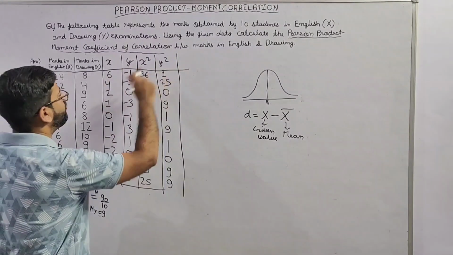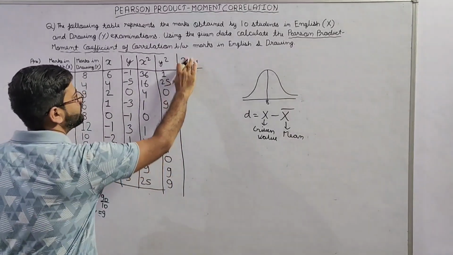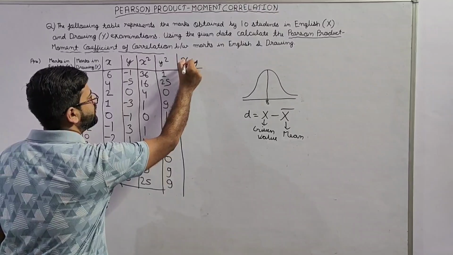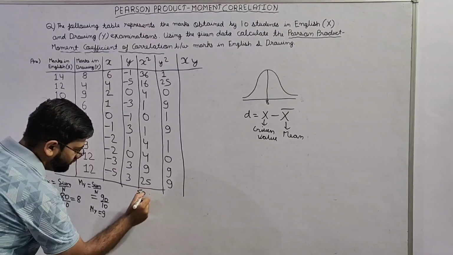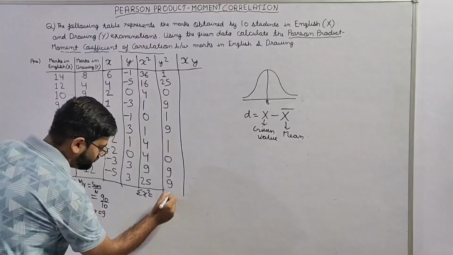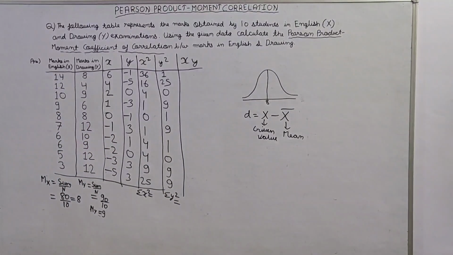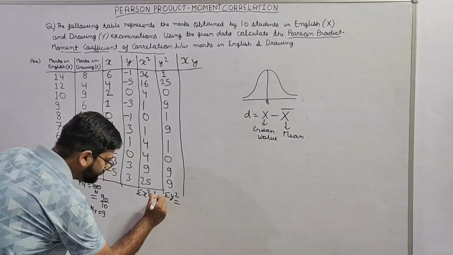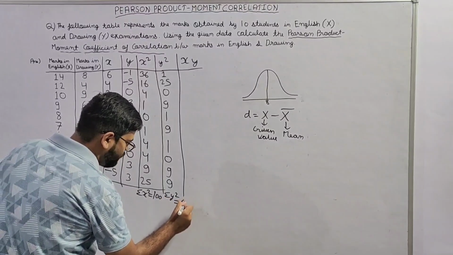Before we go for the multiplication of the deviations, first we find the summation of the squares of the deviations. So summation x square, the summation of square values is 100. Summation of y square value is 64.